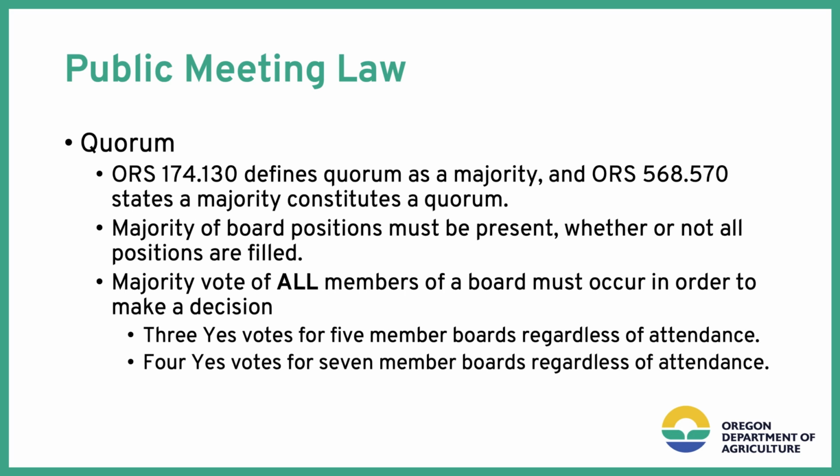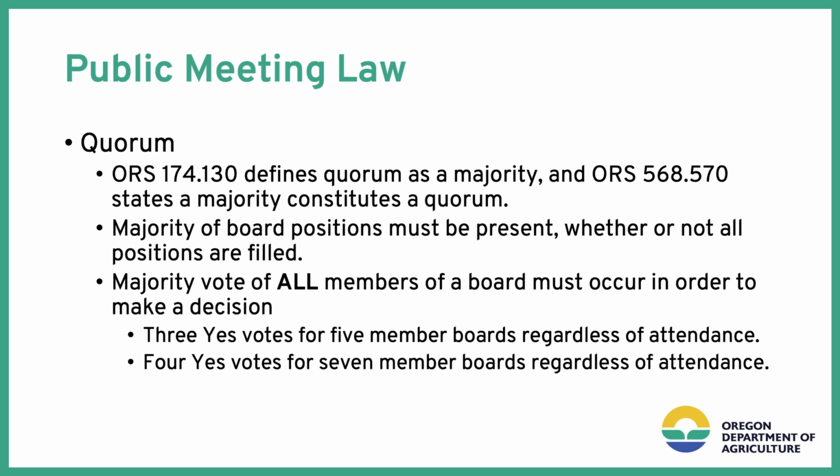All right. Well, what is a quorum? Oregon defines quorum as a majority, and a majority constitutes quorum. Sounds funny, but basically it means it's a majority of the board positions, whether or not they are filled. So this is important. If you have a 7-member board, 7 positions, a quorum is always going to be 4 people. It doesn't matter if you have vacancies, it's always going to be 4 people.